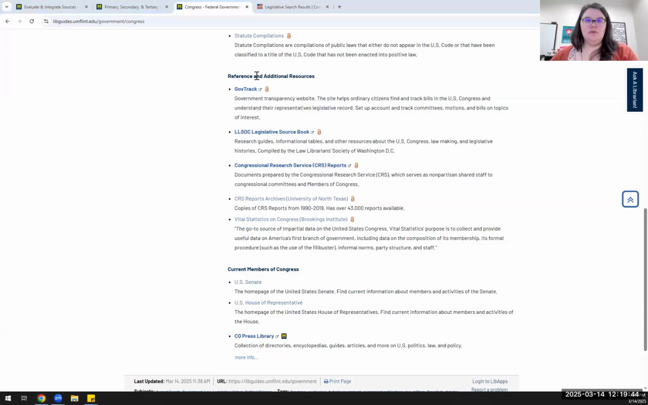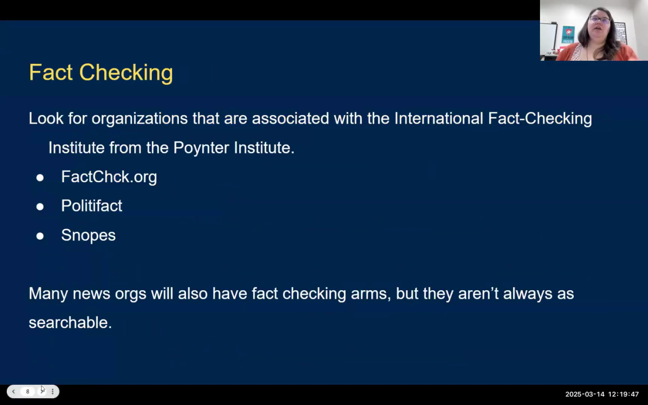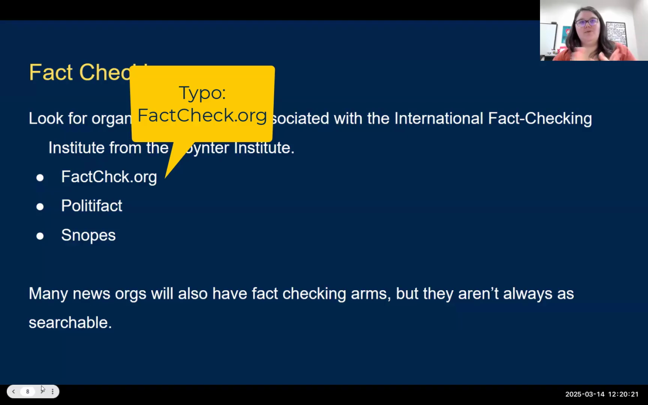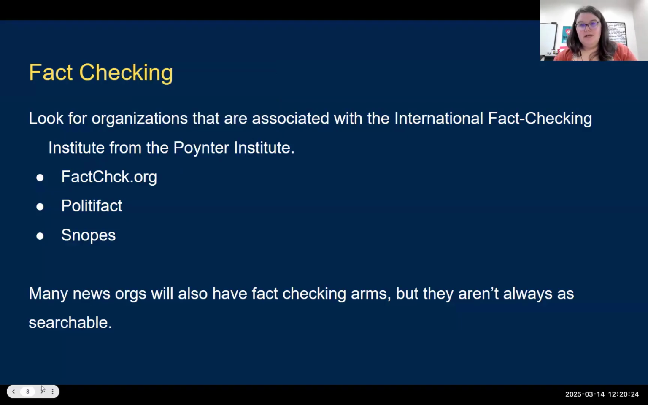Okay. So this is where we're going to look at things like fact-checking organizations, right? There is an organization called the International Fact-Checking Network that is kind of a professional organization that verifies and trains fact checkers in a way. And it's from the Poynter Institute, which is a journalism school. So a couple of the really good places to look are going to be factcheck.org, PolitiFact and Snopes.